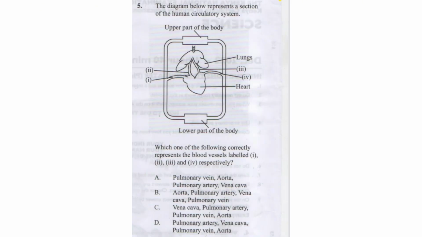Question 4. The diagram below represents a section of the human circulatory system. So this is the upper part of the body, and then you have the lungs, then you have the heart, and there are labeled parts 1, 2, 3, 4. Then there's the lower part of the body. Which one of the following correctly represents the blood vessels labeled 1, 2, 3, and 4 respectively?